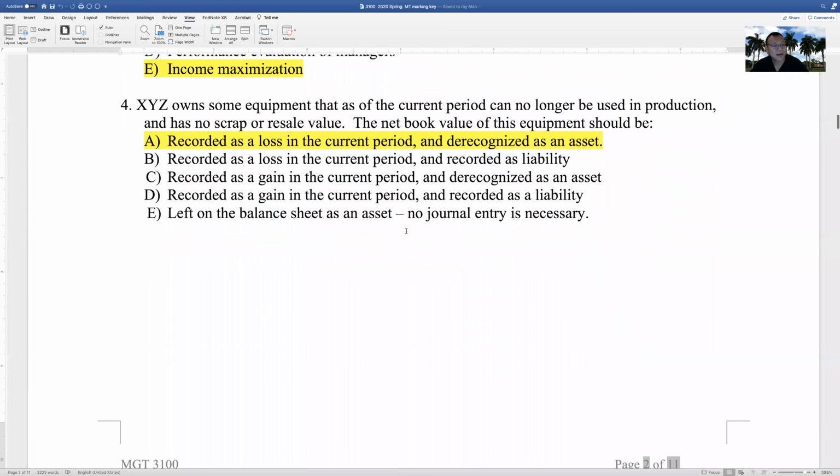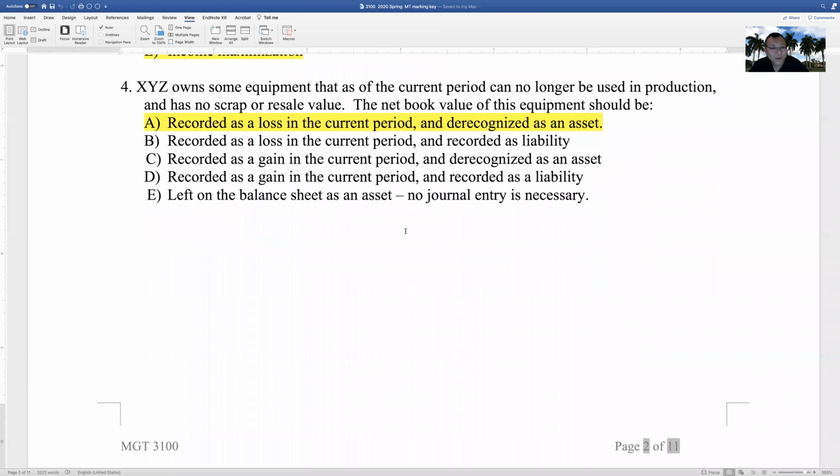Number 4, XYZ owns some equipment that as of the current period can no longer be used in production and has no scrap or resale value. The net book value of this equipment should be? So here, think about the definition of an asset. Three things: the entity's control, the past events, and the future economic benefit. Do you think this equipment has future economic benefit?